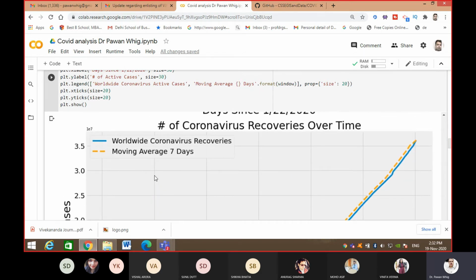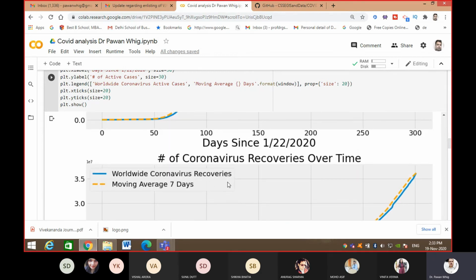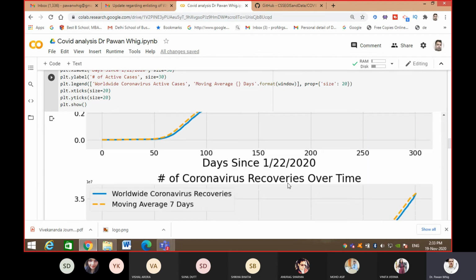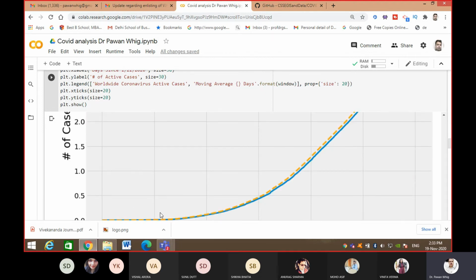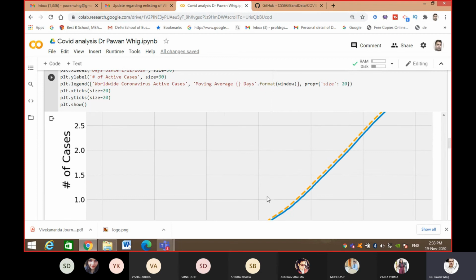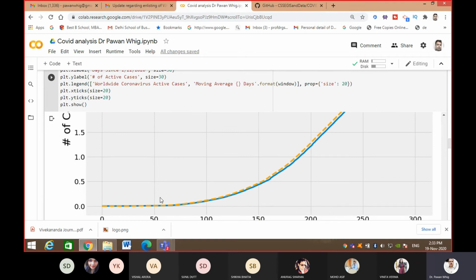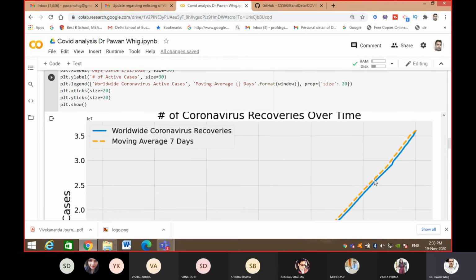So the next graph, the recovery graph. You see, as the death graph increased, in the same way the recovery graph increased exponentially. It means most of the people get affected by the coronavirus, but most of them recovered soon. So this graph shows the recovery rate.